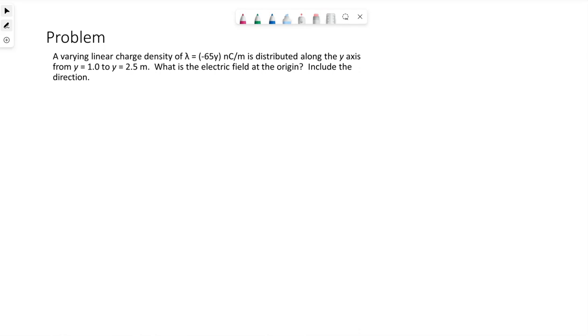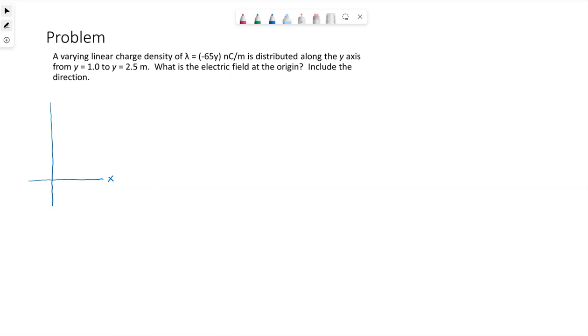We have an example problem here. A varying linear charge density of lambda equals negative 65y nanocoulombs per meter is distributed along the y-axis from y equals 1 to 2.5 meters. What is the electric field at the origin? Include the direction. All right, so let me draw a rough sketch.